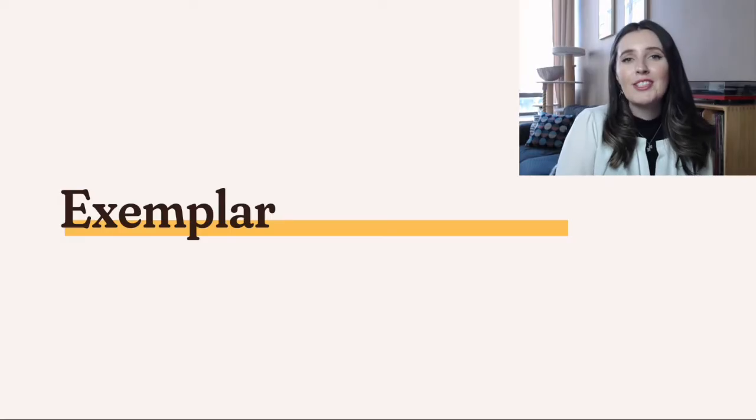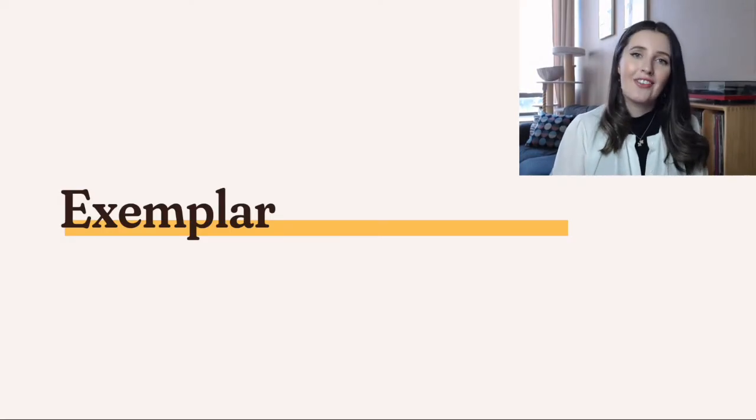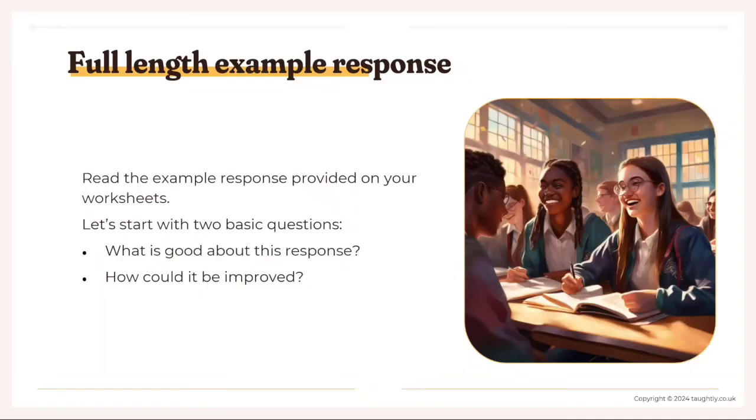Now we're going to put it all together and read the full exemplar. So this is a full Paper 1 Grade 7 response. There is a copy of this example on your worksheets in full. As we read it, just have these two basic questions in your head. What is good about this response and how could it be improved?